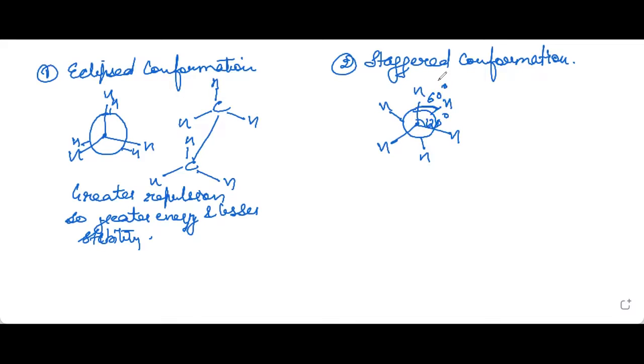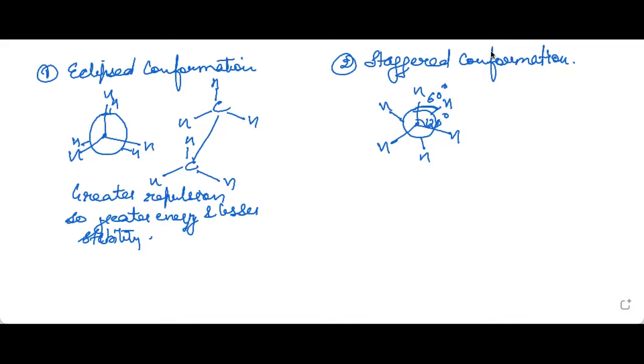Now, if we rotate the carbon-carbon single bond, we keep one carbon fixed at its position and we keep rotating the other carbon atom, what will happen? It will keep changing from eclipsed form to staggered form and from staggered form to eclipsed form. So now what is the angle at which we need to rotate? We need to rotate at the angle of 60 degree. If we rotate eclipsed form at the angle of 60 degree, it will give us the staggered form. And if staggered form is rotated at the angle of 60 degree, it will give us back the eclipsed form.